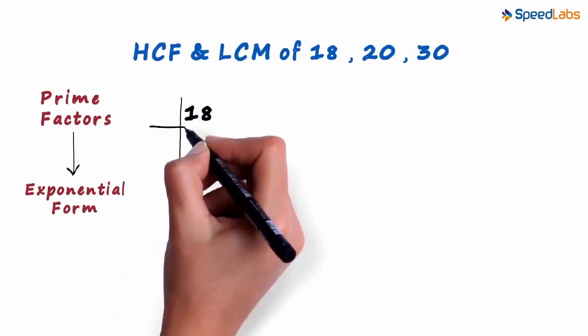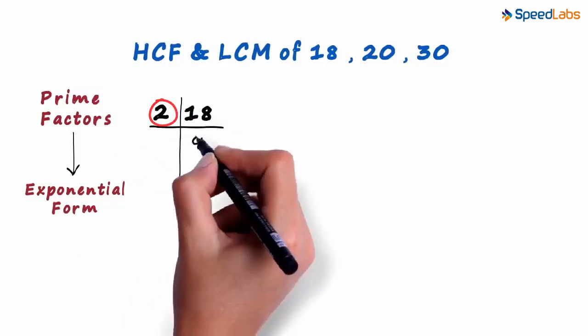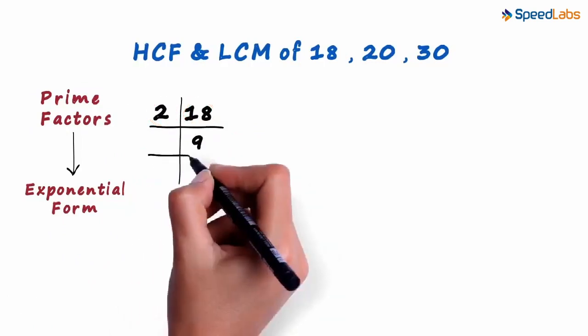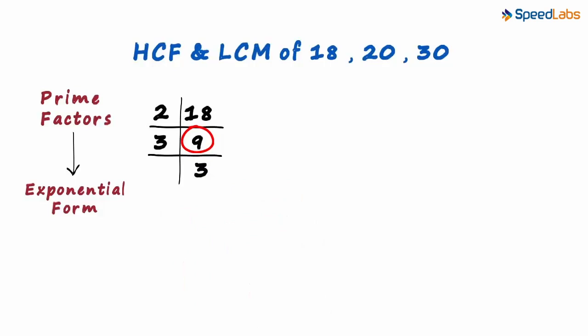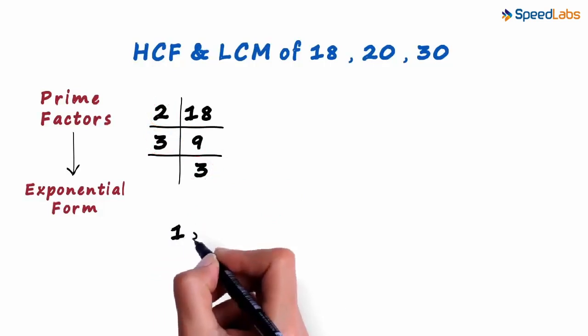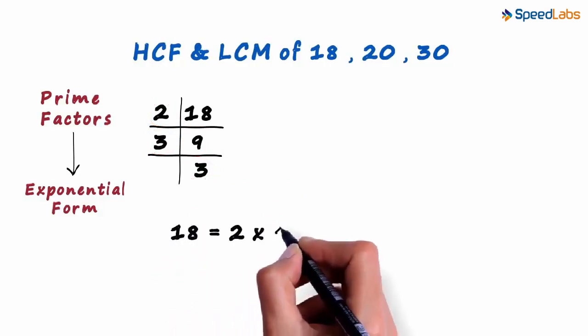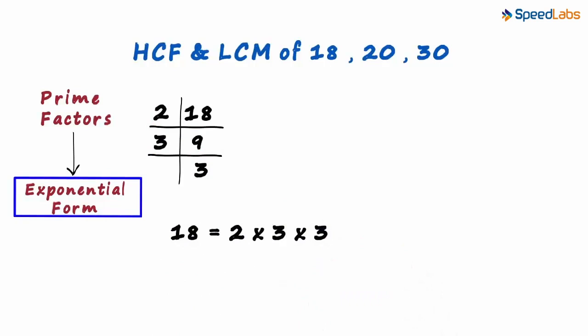It is divisible by 2. 2 times 9 is 18 and 3 times 3 is 9. So 18 can be written as a product of these three numbers. So 18 will equal 2 times 3 times 3. In exponential form, it can be written as 2 multiplied by 3 squared.